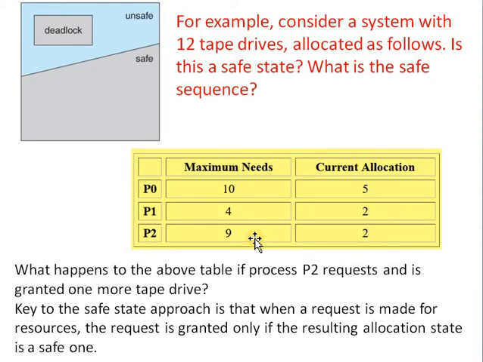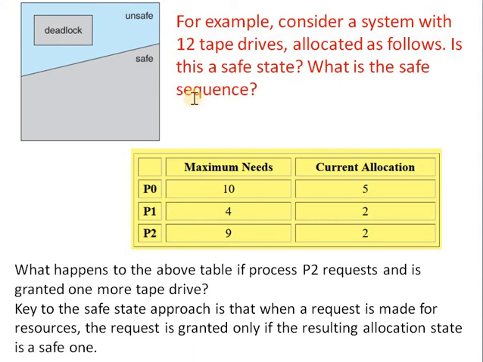Let's take one example. See this example. Here is an unsafe state and a safe state. Safe state means what? Here the system can fulfill all the requirements of its processes, and the system is in an unsafe state whenever a deadlock occurs in the system. For example, a system with 12 tape drives allocated as follows is a safe state.